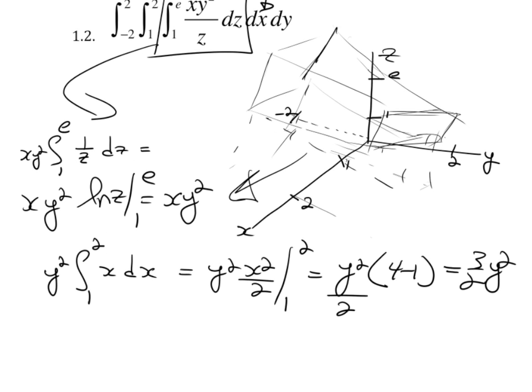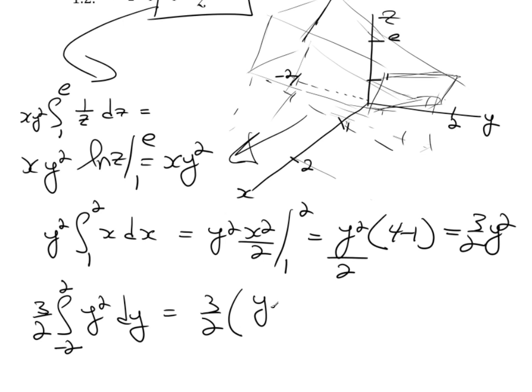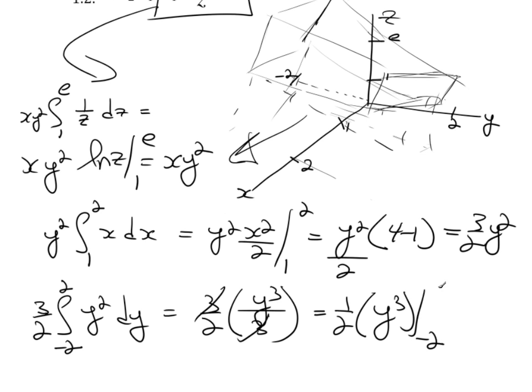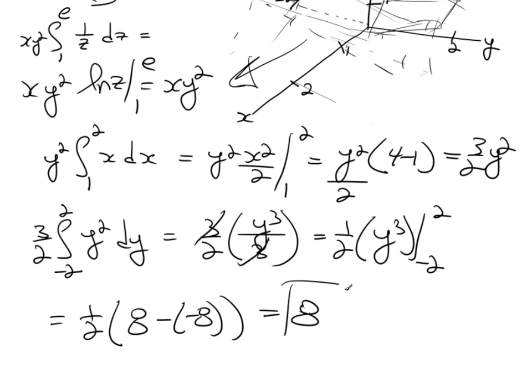And then this last bound is -2 to 2. So I need to integrate from -2 to 2 of 3/2 y squared dy, which is 3/2 times y cubed over 3, so the 3s cancel. So this is 1/2 y cubed from -2 to 2. So I'm going to end up with 1/2 times 8 minus -8, which is 1/2 times 16, which is just 8.